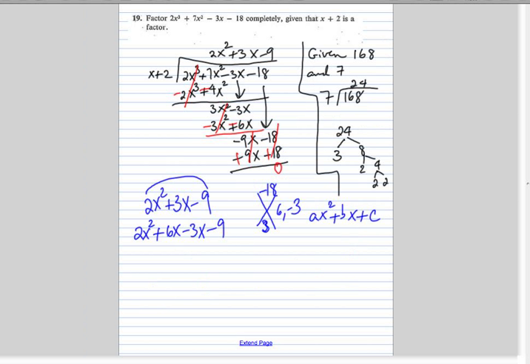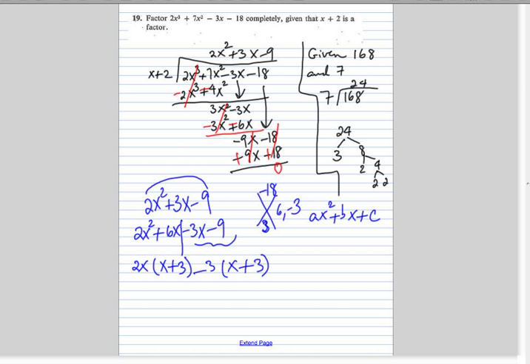And now we're going to factor by grouping. We're going to factor these two. They have a GCF of 2x. So we get 2x times x plus 3. And these two, they have a GCF of negative 3. And we get x plus 3 when we factor that out.